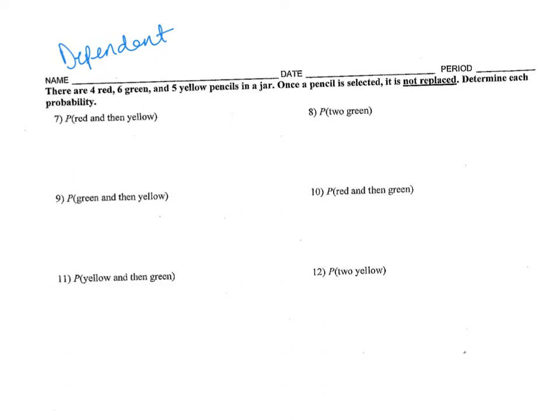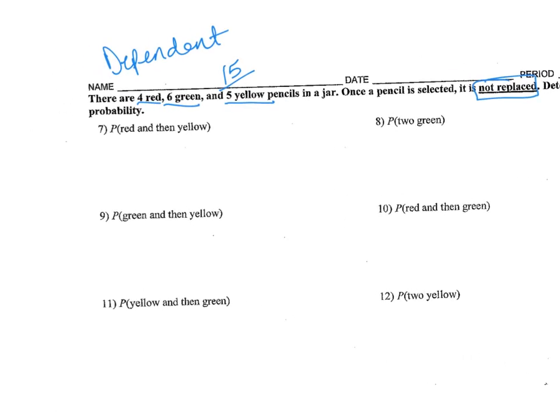So there are 4 red, 6 green, and 5 yellow pencils in a jar. So total, how many pencils do we have? 15. Good. 15 total. Once a pencil is selected, it is not replaced. So just like in real life, if you had a box of pencils and took one out, there's going to be one less total in that box. Determine each probability.